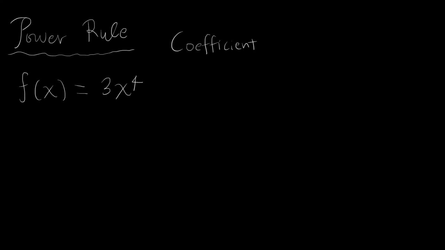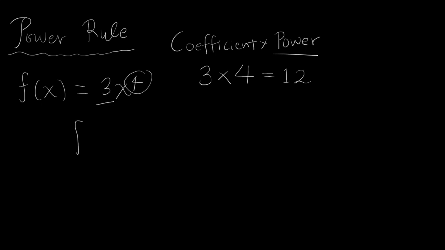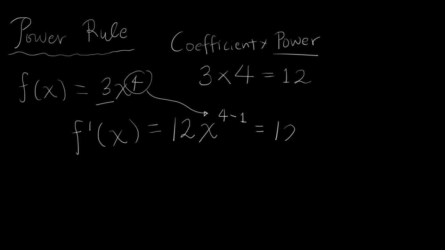by the power. And how are we going to do that? We simply observe what the coefficient is, which is 3, multiplied by the power, which in this case is 4. 3 times 4 gives us 12. So our derivative, which we write as f prime of x, is equal to 3 times 4, which is 12, x to the power of, taking the power, which is 4, minus 1. So therefore, the derivative of 3x to the power of 4 is 12x cubed.